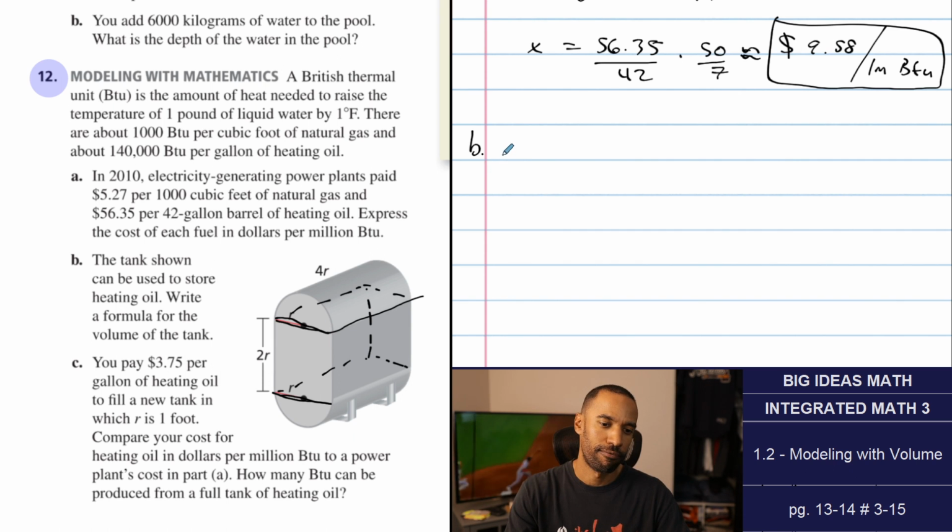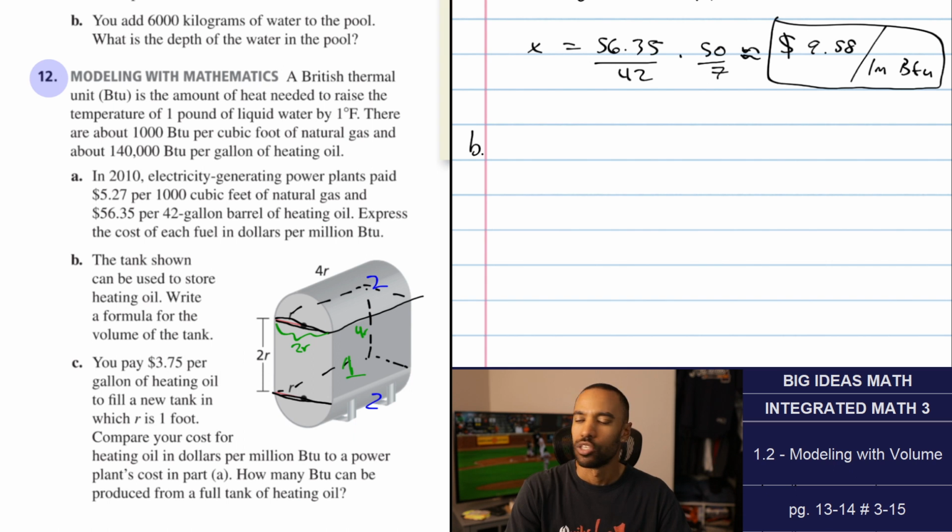So if that length is R here, then this is 2R. So the height is 2R, and that's 4R here. So let's call this object 1 in the middle. And object 2 is considered to be both the top and bottom put together. It's a whole cylinder there. So we have a rectangular prism in the middle.